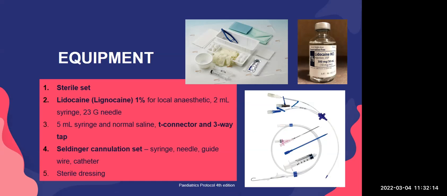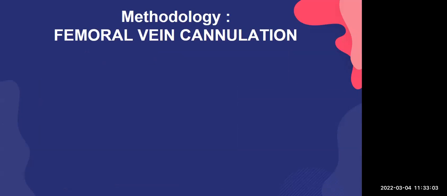And then these are the equipment used in this procedure. The first one is the sterile set. The second one is lidocaine 1% for local anesthetic, together with a 2 ml syringe and 23 gauge needle. The third one is a 5 ml syringe with normal saline, together with a T connector and 3-way tap. The next one is the Seldinger cannulation set, which consists of syringe, needle, guide wire, and catheter. And the last and most important equipment, which provides a sterile environment, is the sterile dressing.